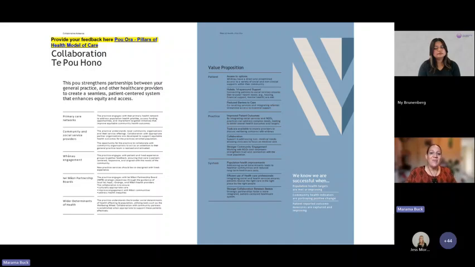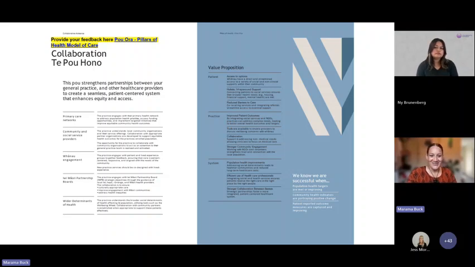So if there was one part of the model that we really could do with some extra input with, it is around what is realistic for practices and primary care providers in terms of collaboration, because we feel that we haven't quite got that right yet. So would love your feedback on this particular Pou.